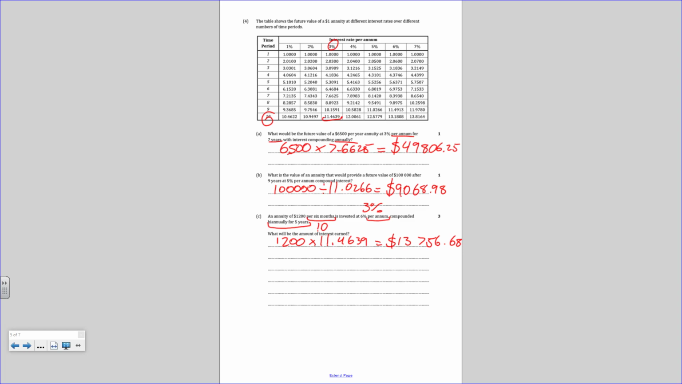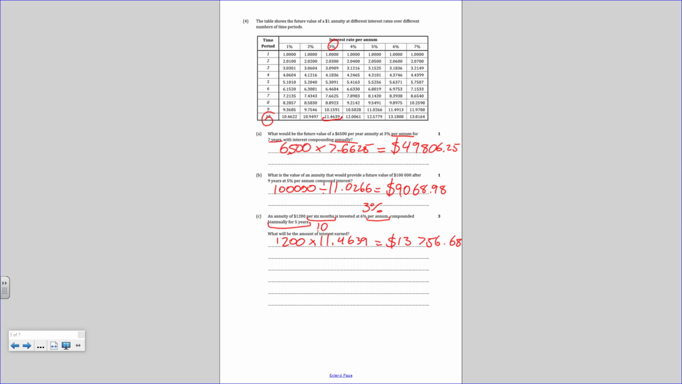except they times it by 2,400, like 2 lots of 1,200. You don't need to do that because by making these changes of 3% and 10 time periods rather than 6% and 5 time periods, you've already made those adjustments. Me looking at a different number on that table kind of adjusted for all that, so I don't need to do 1,200 times 2. It's already been accounted for.